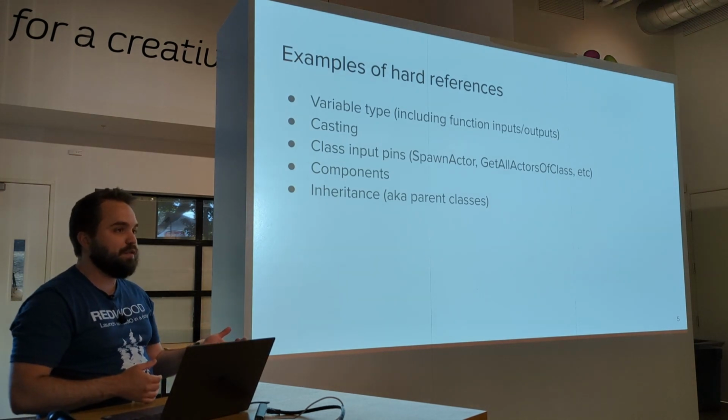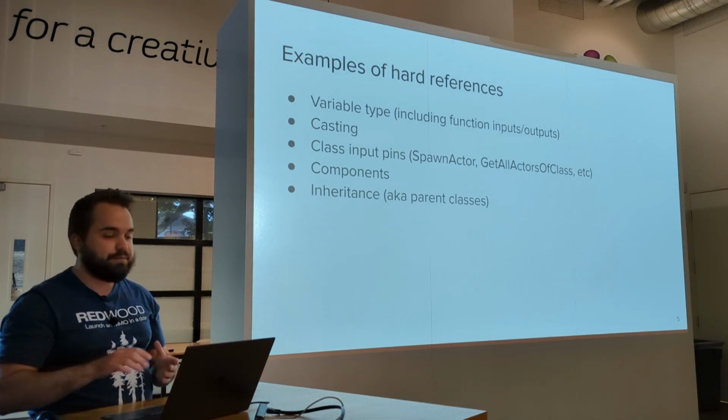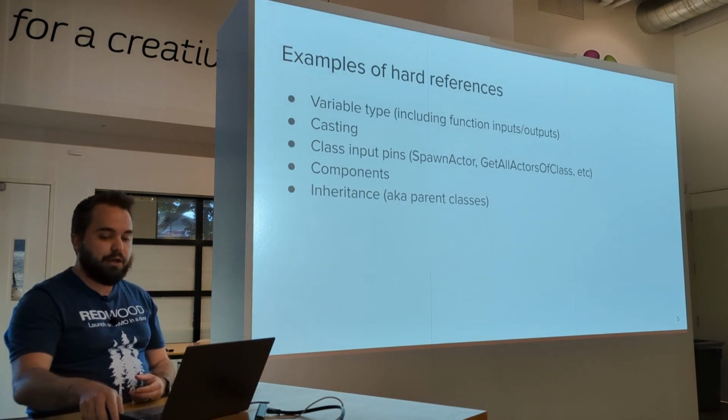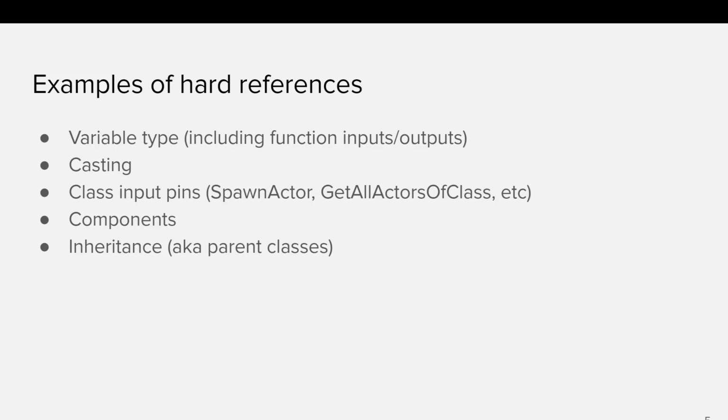Some examples of hard references are variable types. Whether you're making a blueprint, in the details panel you have local variables for functions or the variables for the blueprint, and inputs and outputs to functions. The types of all of those will make hard references. If you say the type is of this blueprint actor, my character, now you have a hard reference to my character. Anytime you cast to a thing, even if you don't use the result of the cast, that still is a hard reference.